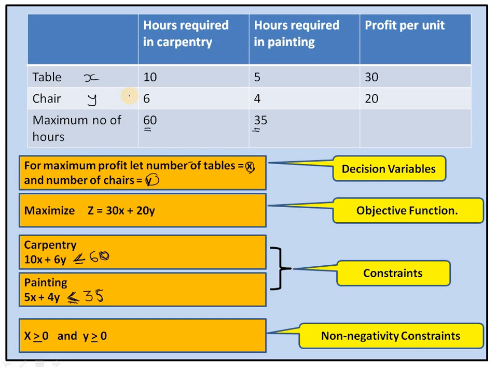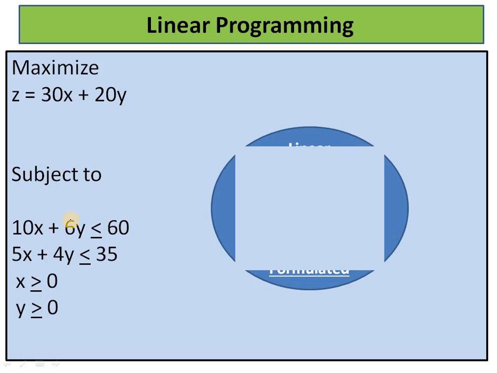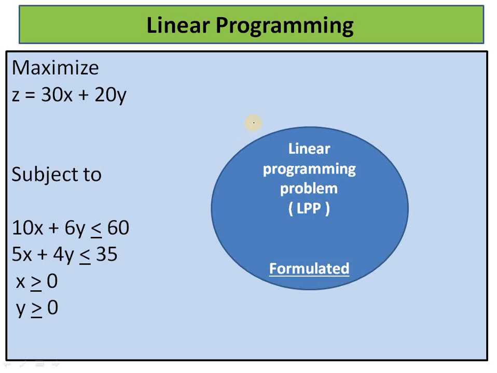So now we have formulated, I explained this to you. How will we formulate? This is a formulation. Maximize z equal to 30x plus 20y, that is nothing but profit, subject to, this is my constraint, 10x plus 6y is less than 60, 5x plus 4y is less than 35, x is greater than 0, y is greater than 0. This is what is known as formulation of a linear programming problem. This is what we have formulated.